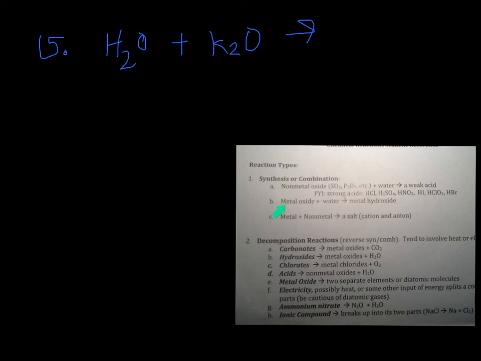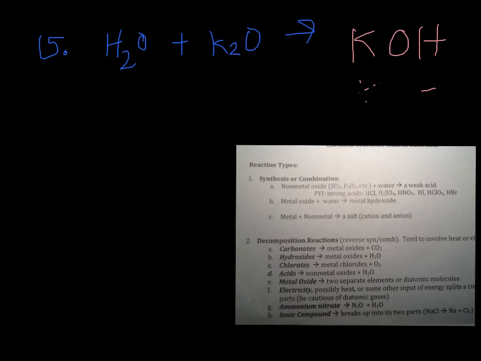And we have a metal oxide because K is a metal. So again, we make a metal hydroxide. The metal has to go first. And the metal for this one is K. And the hydroxide is OH. And if we were to look at the charges of those, that's a 1 plus and that's a minus. So you need just one of each of those, which is more than fine.